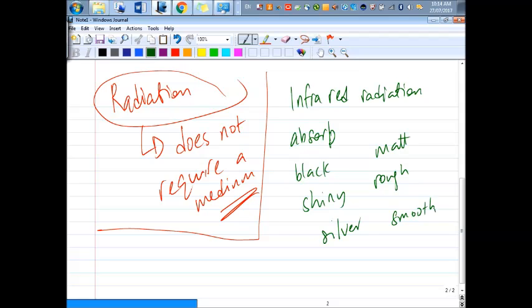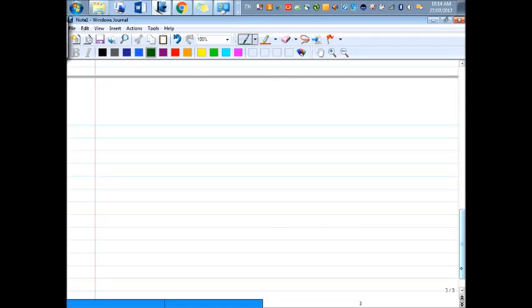These are keywords that are associated with radiation. And let's see how we use them. Okay? Turn with me to your textbook. Page... yes, 138. Textbook, page 138. Under radiation.